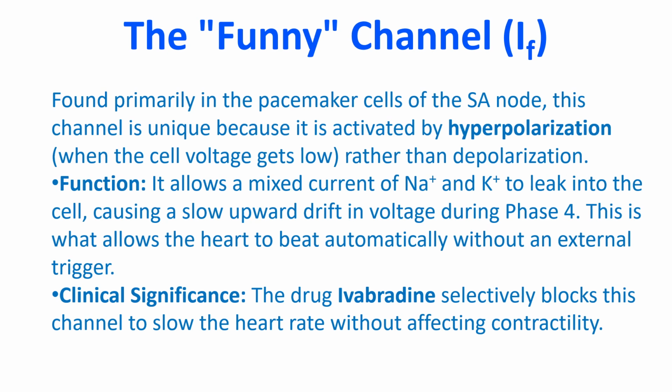This channel is unique because it is activated by hyperpolarization, that is, when the cell voltage gets low, rather than depolarization. It allows a mixed current of sodium and potassium to leak into the cell, causing a slow upward drift in voltage during phase 4. This is what allows the heart to beat automatically without an external trigger. The drug ivabradine selectively blocks this channel to slow the heart rate without affecting contractility.